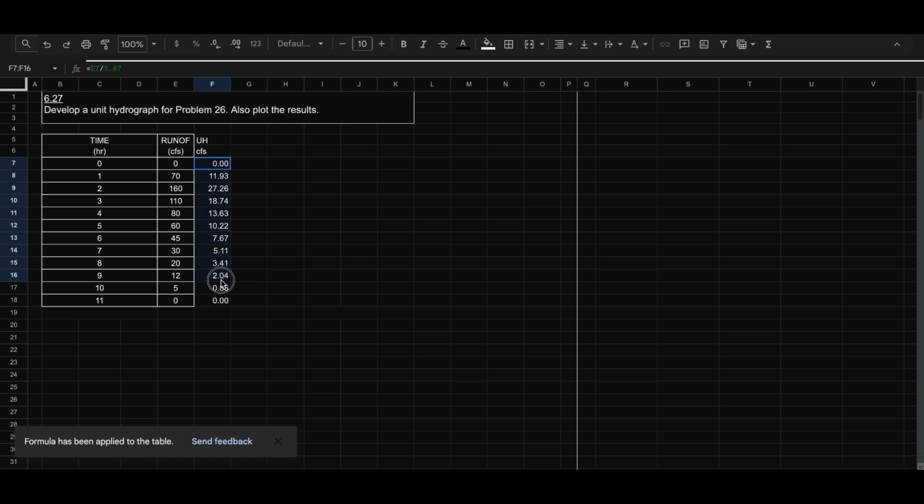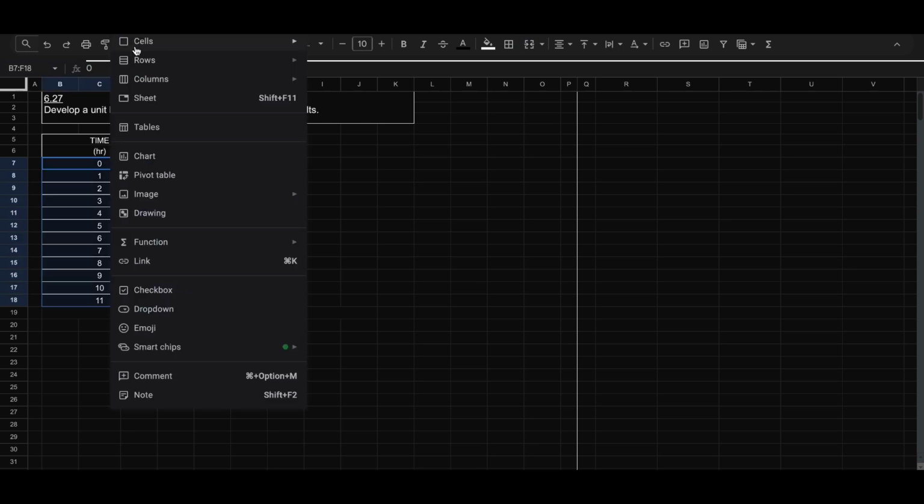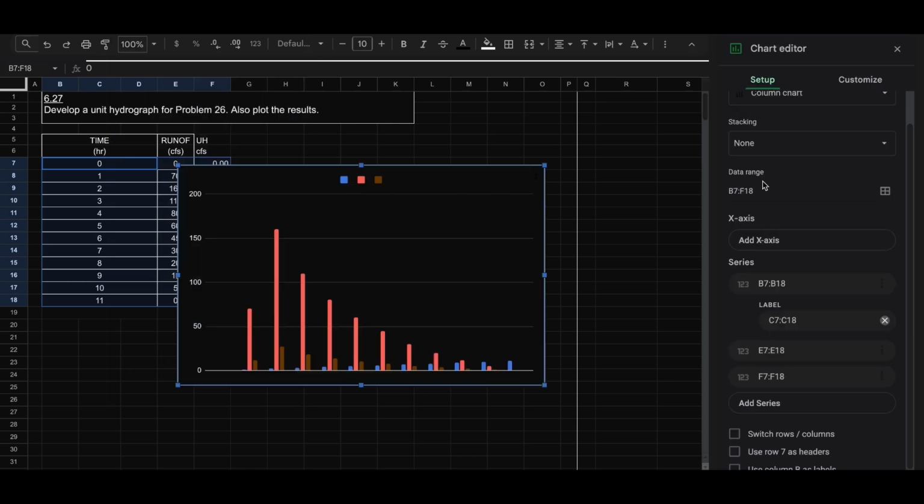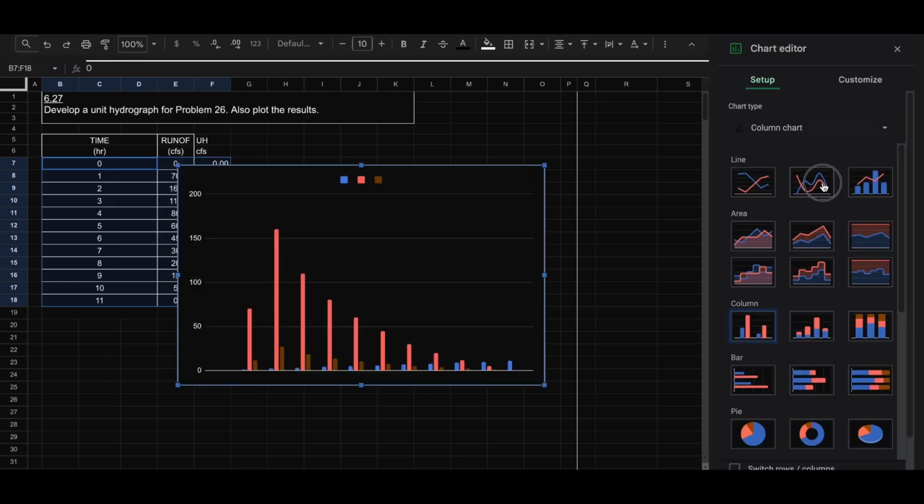We find all these values. And now, let's plot them. All those new values that I found are the flows that will represent 1 inch of runoff volume. And we're also asked to plot them, so let's grab all our data and insert a chart. Make sure you're using the smooth option.